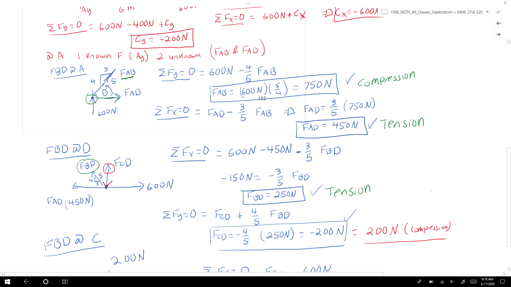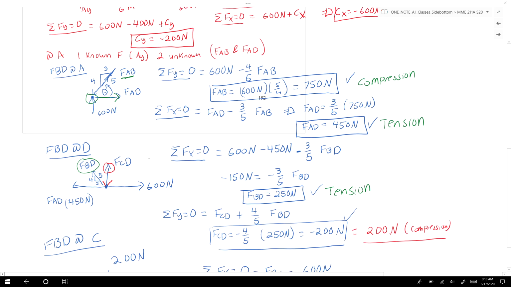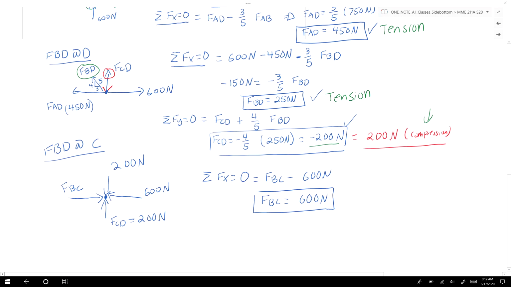All right, and then our FCD, we found it to be negative. And it was originally pointing out of the diagram, therefore it would be in compression, and we just talked about that a little. And then we had FBC, it's going into our joint, therefore it would be in compression. So that is the end of this problem.